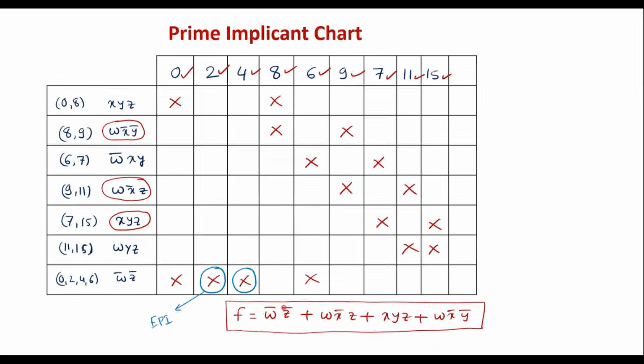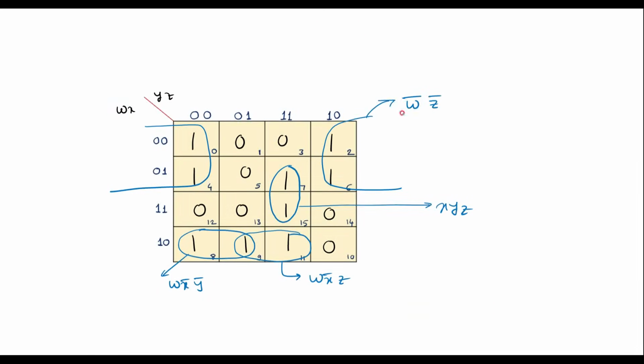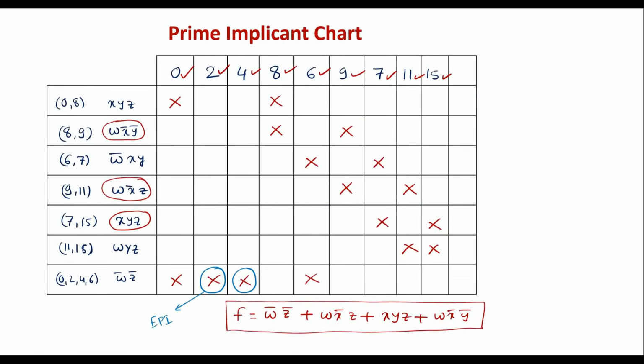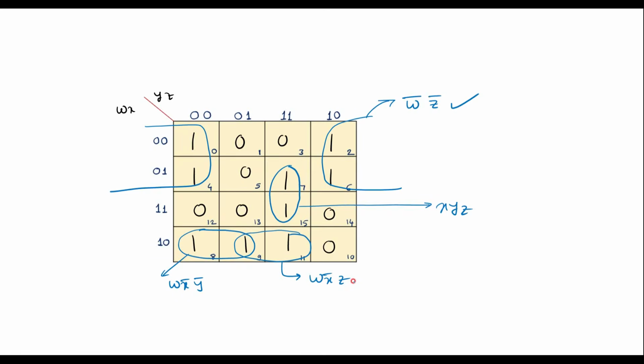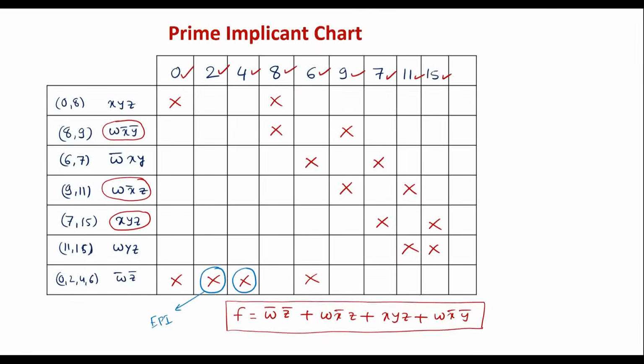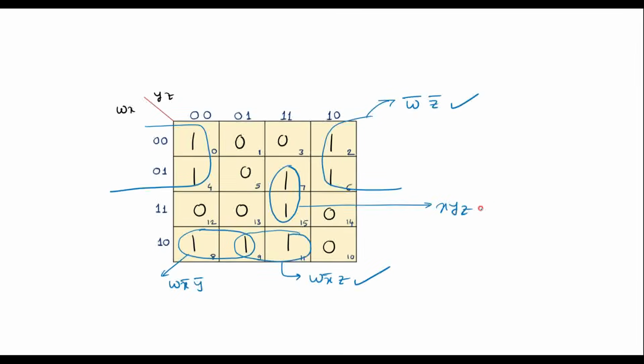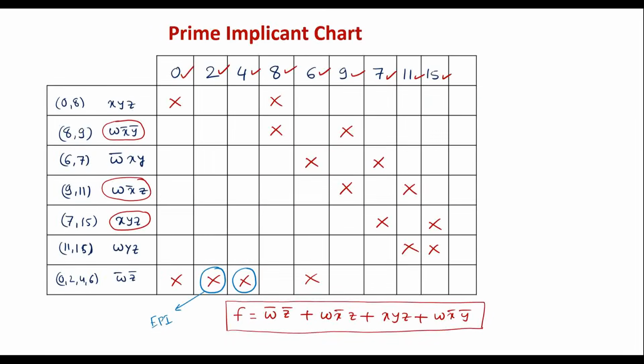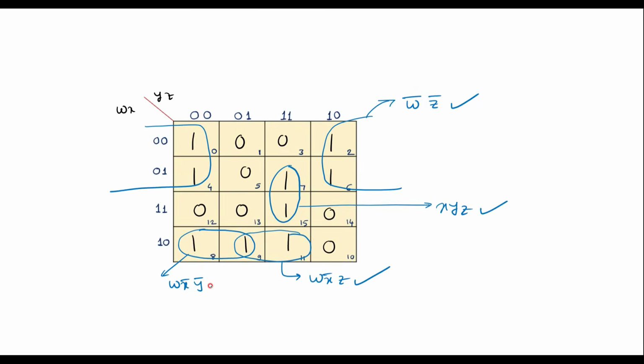Now let me compare with the previous result. Here we have W bar Z bar. Then we have W x bar Z. Then we have x y z. Then we have W x bar y bar. Thus we have got the same result. This is how the Quine-McCluskey method can be used to simplify the given equation. Thank you for watching.